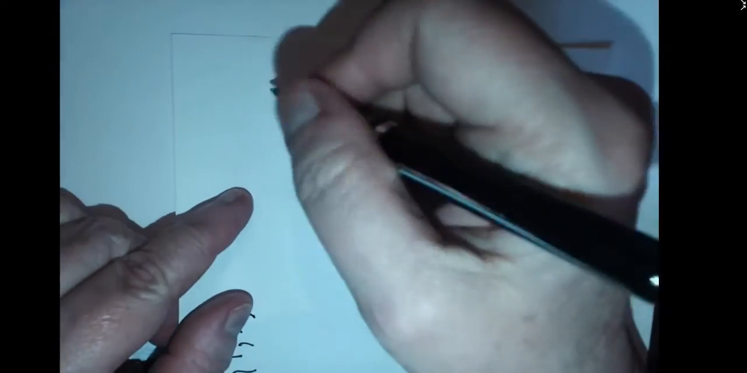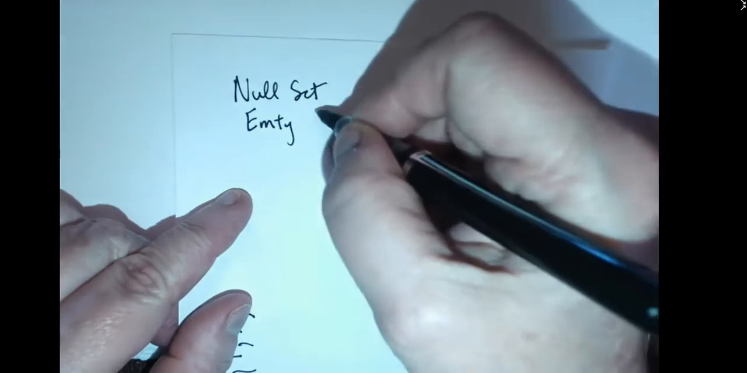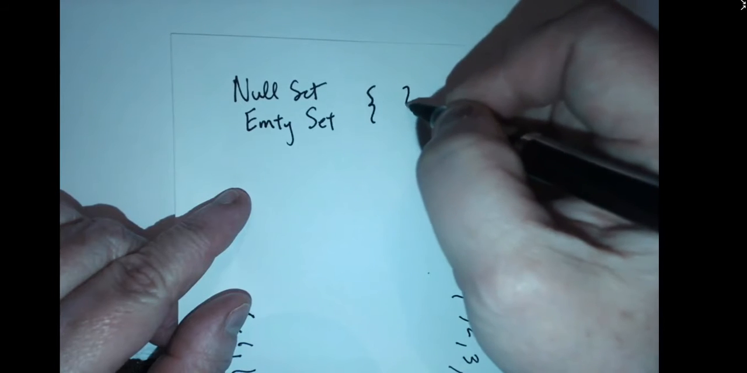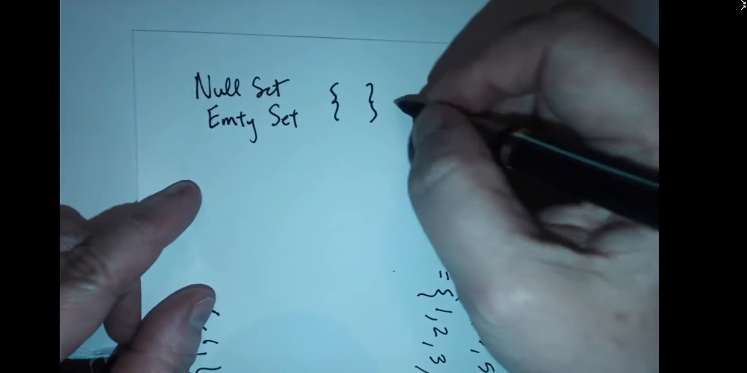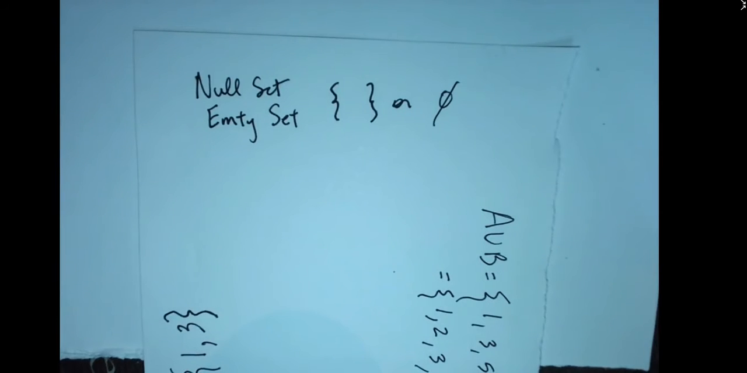Now there's a special set called the null set or the empty set. And it's written either as a set that's empty or with a null set symbol.